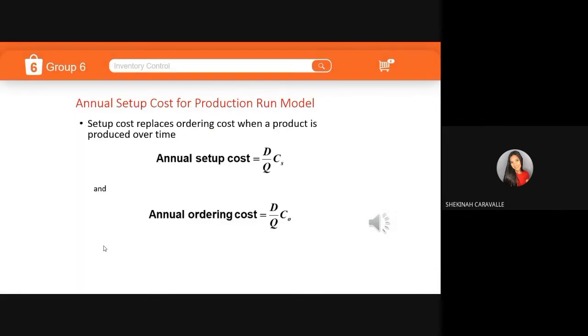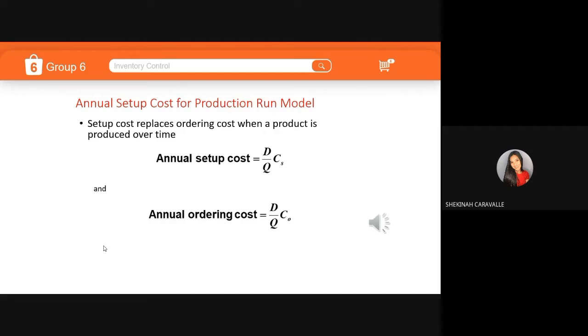This is the annual setup cost for the production run model. Setup cost, as I said earlier, replaces ordering cost when a product is produced over time. In the production run model, annual setup cost is equal to the demand over the quantity multiplied by the cost of the setup, or the setup cost.